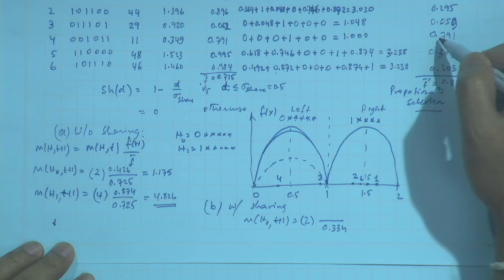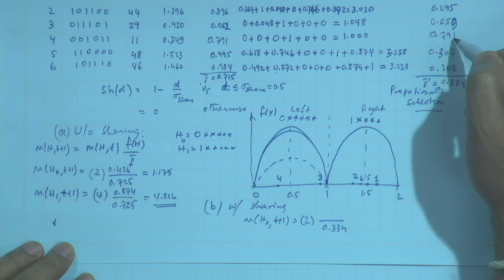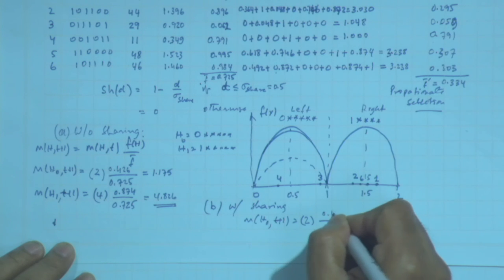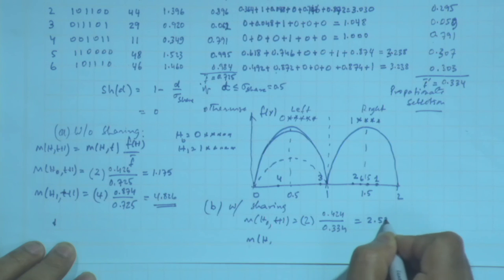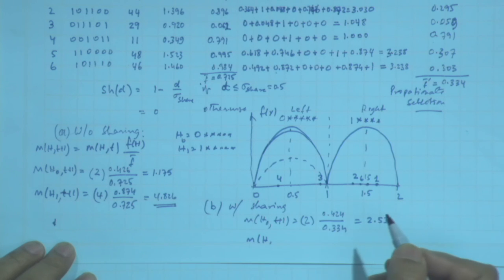That's 0.059 plus 0.791 divided by 2, right? Average of the 2. Okay, now compute this. And one last. 0.536. See, now 2 copies will get increased to 3 copies.